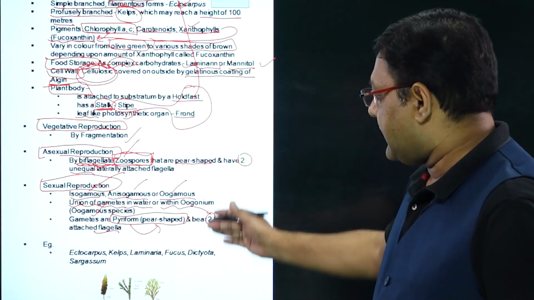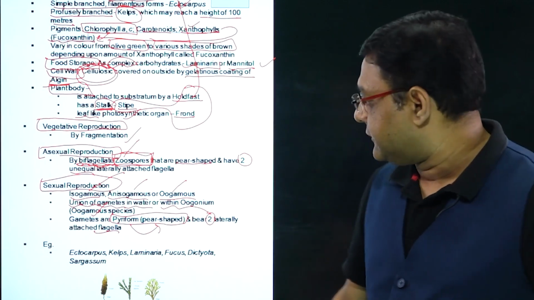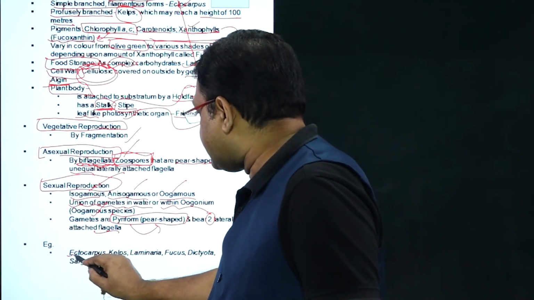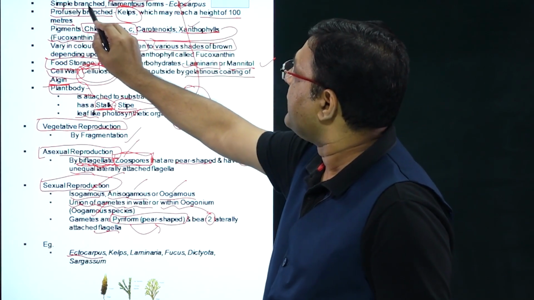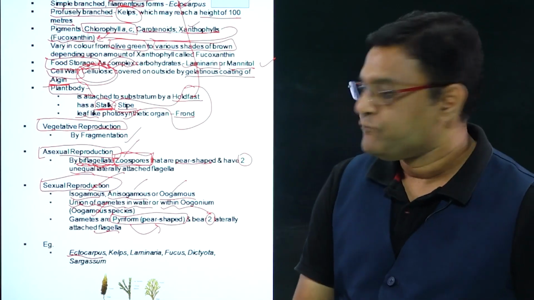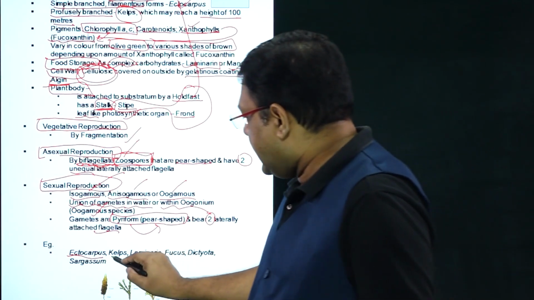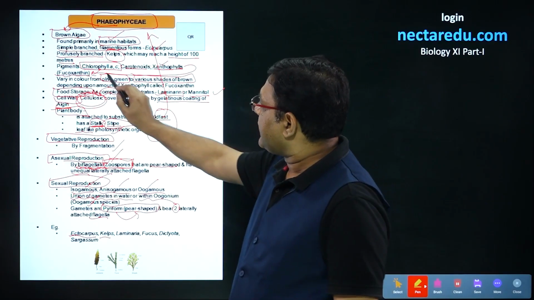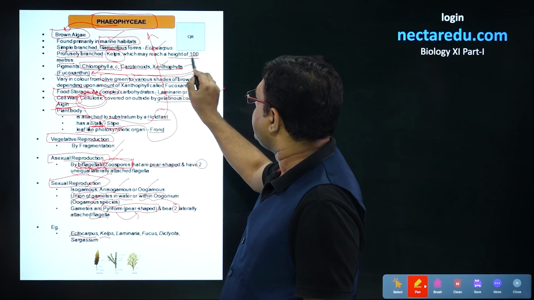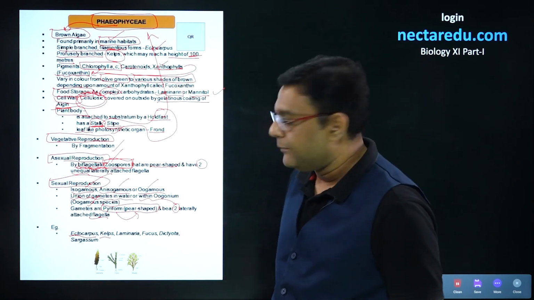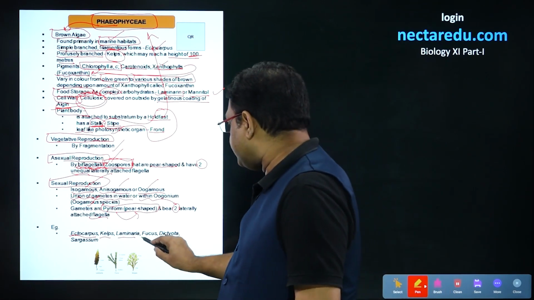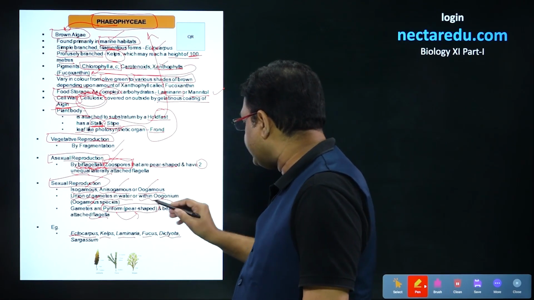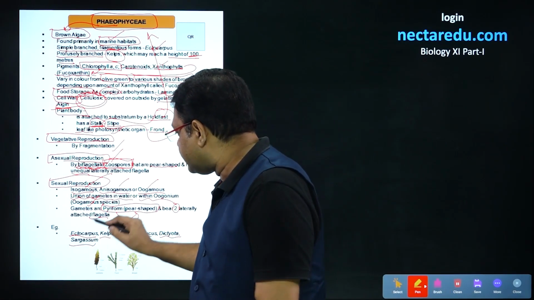Talking about the important examples of Phaeophyceae. One example we talked about is Ectocarpus, which had a simple branched filamentous body. Next are the kelps. We talked about the marine forms which may reach up to a height of 100 meters. The third is Laminaria. Next is Fucus. Next is Dictyota, and next is Sargassum.